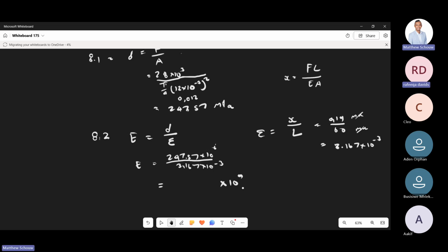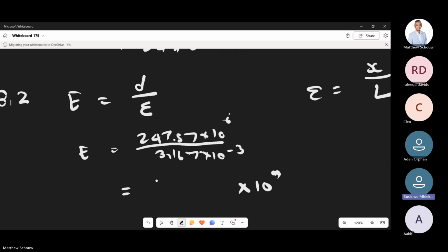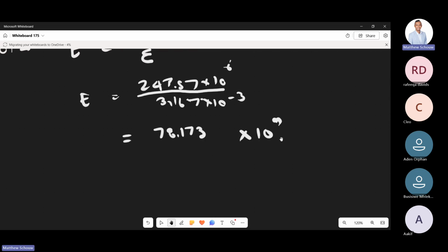Why do you have a times 10 to the power of -6? It's not -6, man. It's just 6. Give my ink blob there. I've got 78,173 times 10 to the power 9. Or instead of saying that, we can just say gigapascal, right? That's the same as GPa, because 9 is giga.